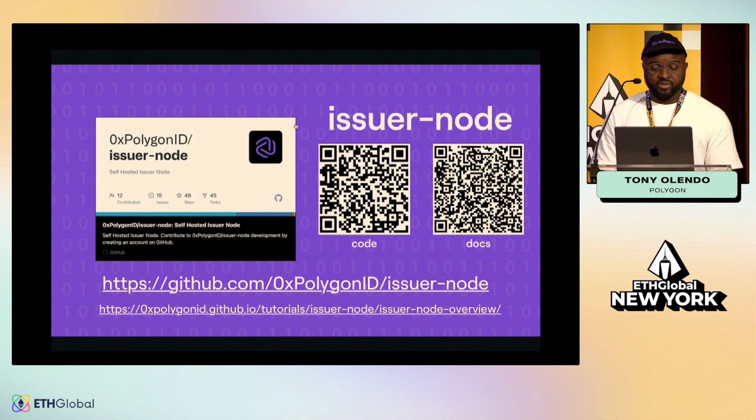So first of all, you start off with the issuer node setup. This is where you actually go to set up the issuer node. This on the left is your code, and the docs on the right.